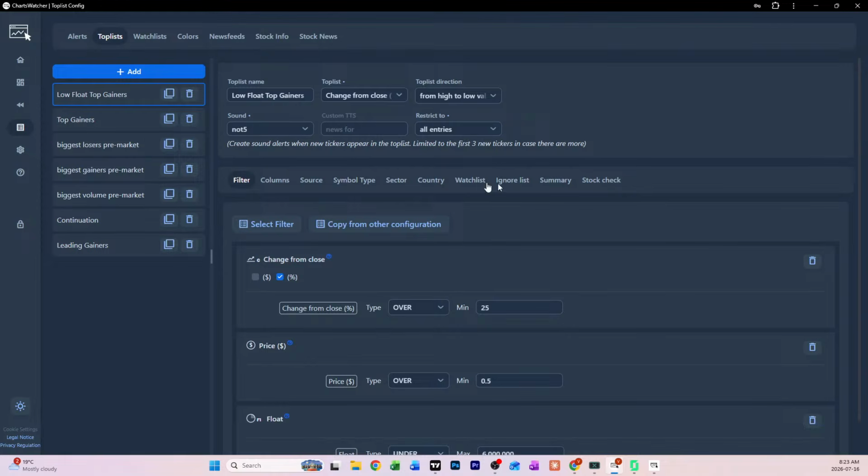Top lists are, I have low float top gainers. It's not showing on screen, but I do use a low float top gainer scanner as well. And I use a sound to notify me if a new stock pops up in the low float top gainer scanner.